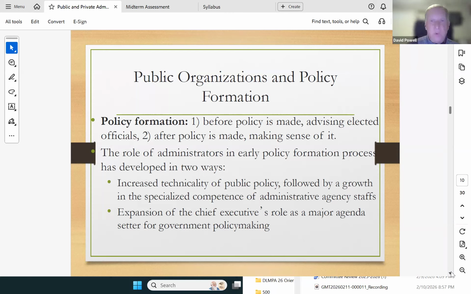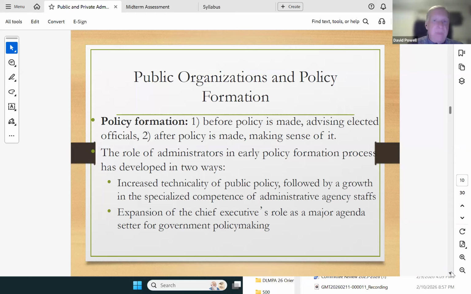So writing those rules and regulations that will govern the implementation of a law or policy, that is, in essence, formulating the policy because we are really making sense of it and we are really coming up with the details in terms of how that policy will actually be implemented.